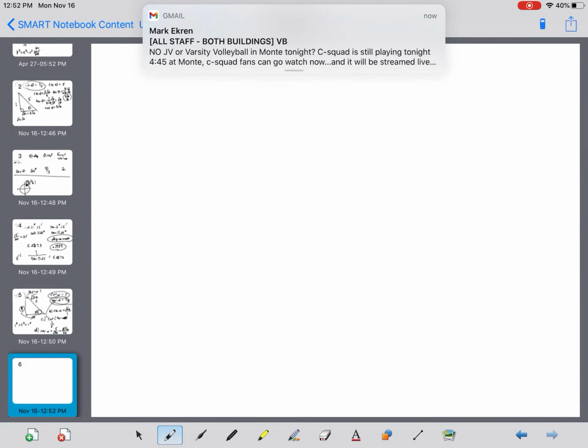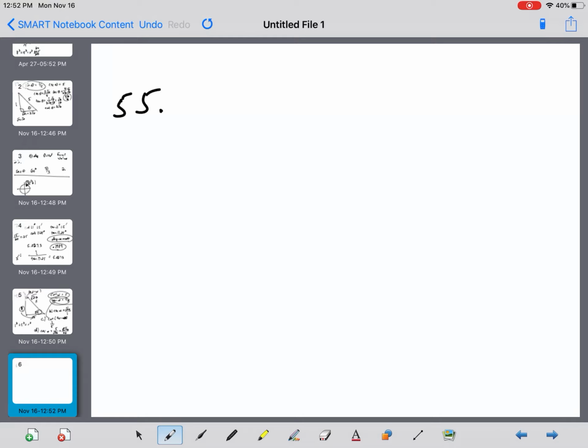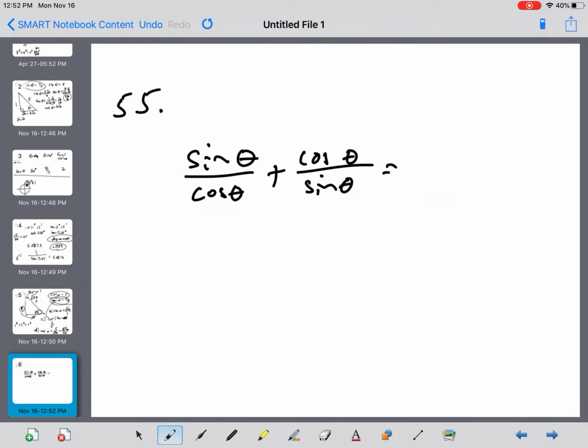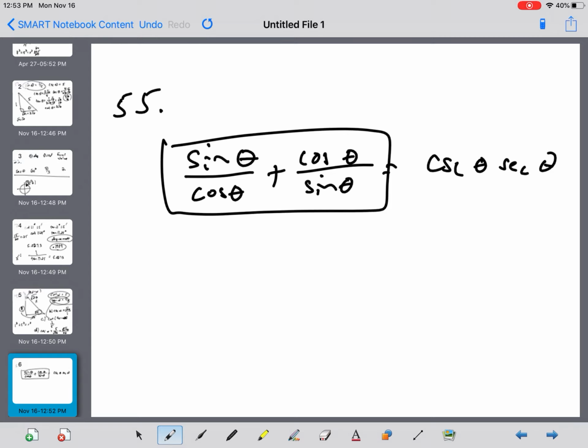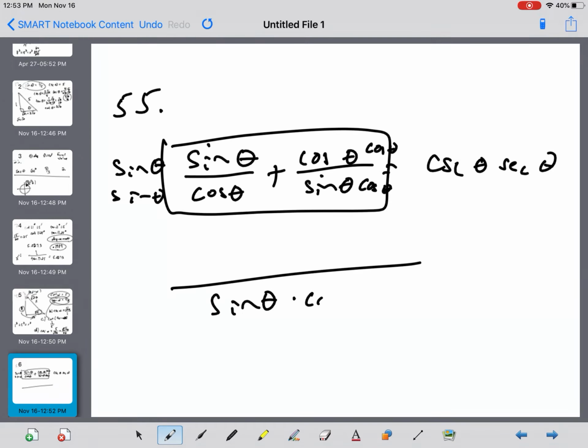Okay, 55 is kind of a different problem because it's kind of like a little proof. You have sine of theta over the cosine of theta plus the cosine of theta over the sine of theta, and you're supposed to get cosecant theta times secant theta. All right, rational expression right here. So I need a common denominator. So I'm going to multiply top and bottom here by sine and top and bottom here by cosine. Then my common denominator will be sine times cosine.